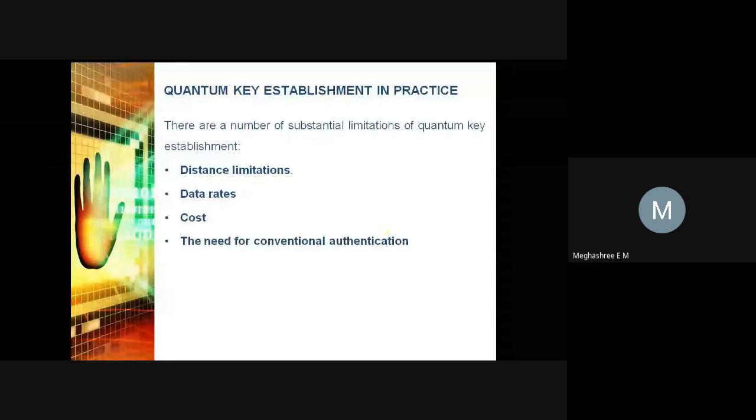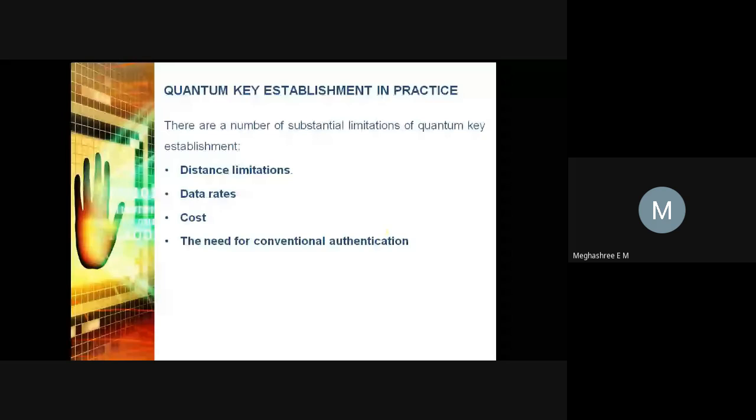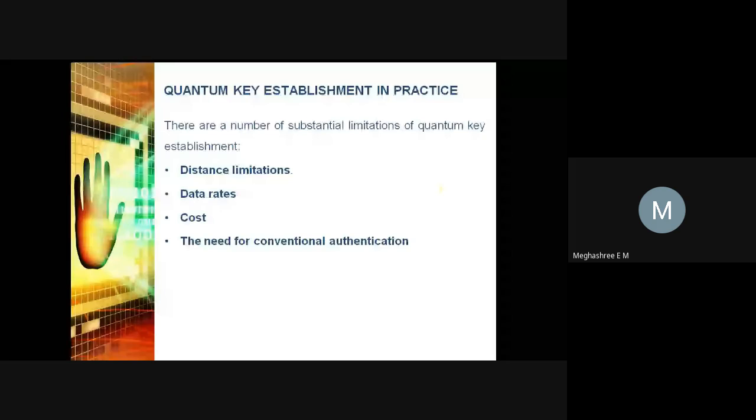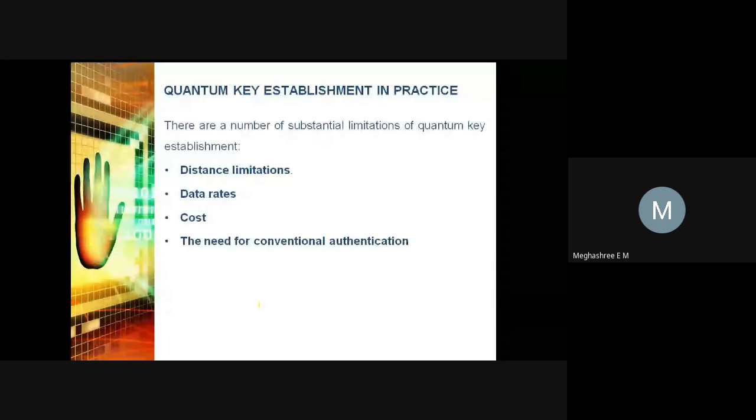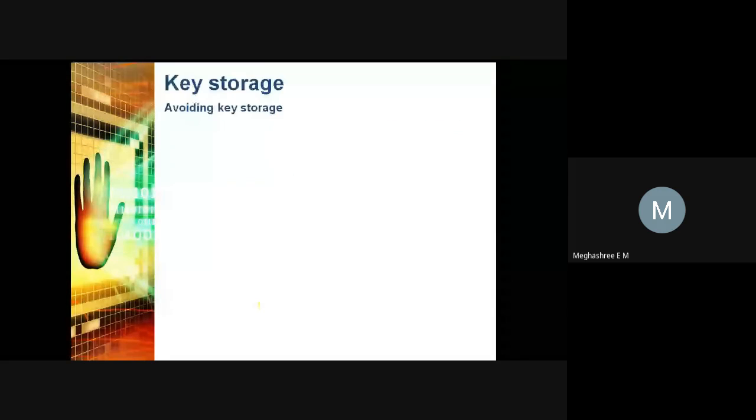Okay, and also we need a conventional authentication as well. As I said in the previous slide, a conventional communication channel also has to be set up between Alice and Bob to prove their authentication, along with the quantum channel. So the setup itself is time consuming. That's why, along with the quantum channel, we need a conventional communication channel also, right? So this is one more disadvantage or limitation when it comes to quantum key establishment in practice. Fine. So that completes the key establishment phase.